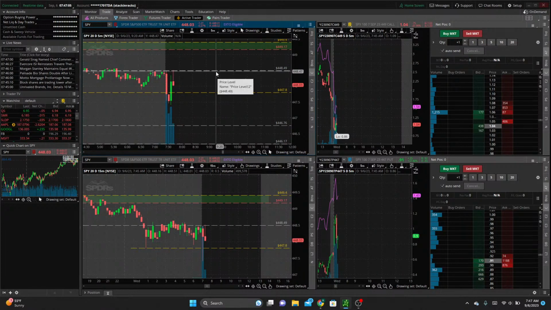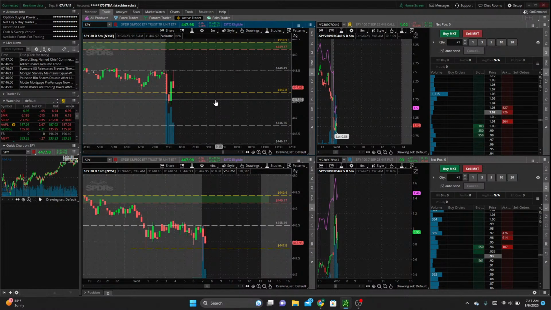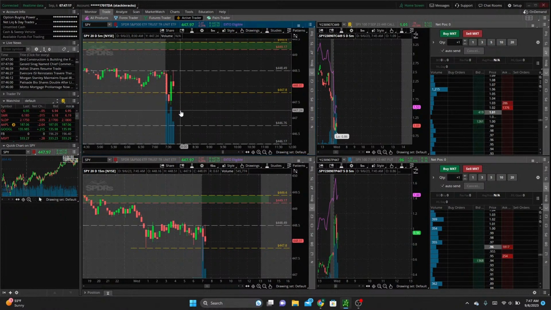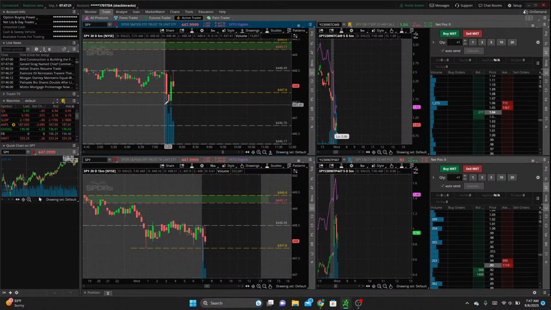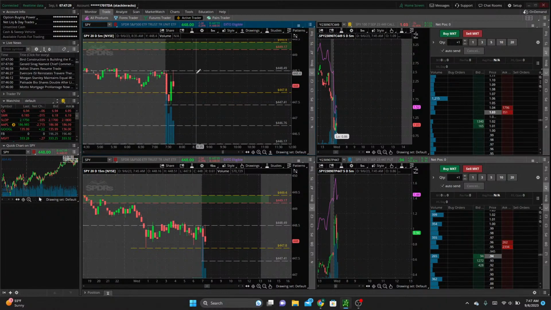So we did get a retest of the high of day, that level 448.5. We're selling back down. Essentially what I would look for here is, you know, we have the low of day, we have the high of day. I would look for a break of either one of these now. If we stay in this range, it might be a little choppy. You could definitely trade it.